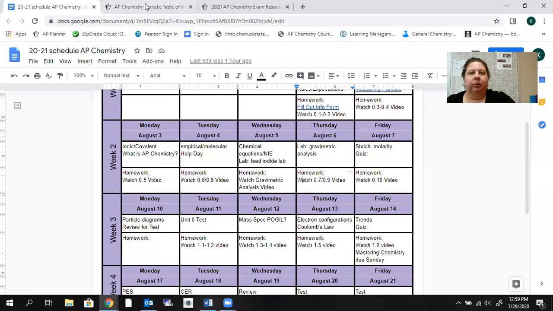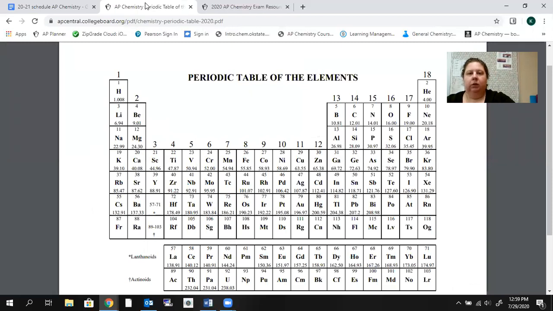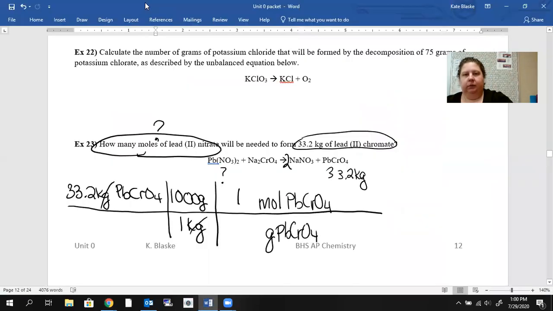So if I find my periodic table, lead is 207.2, chromium is 52, and then 4 oxygens, oxygen is 16 even, means that my molar mass is 323.20 grams. So now the grams up there cancels with grams down here.